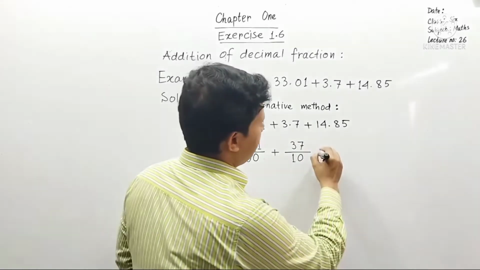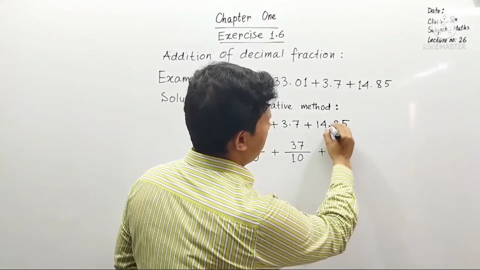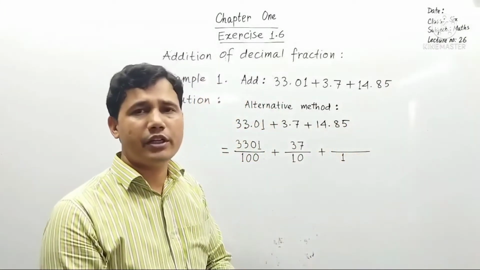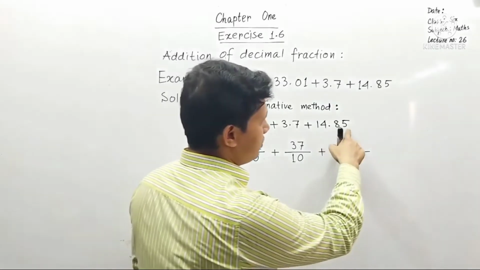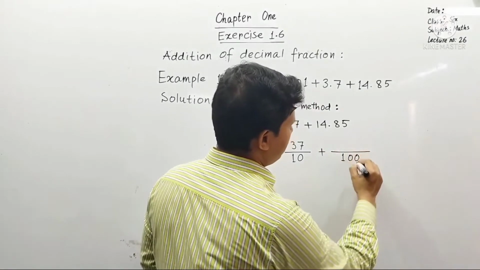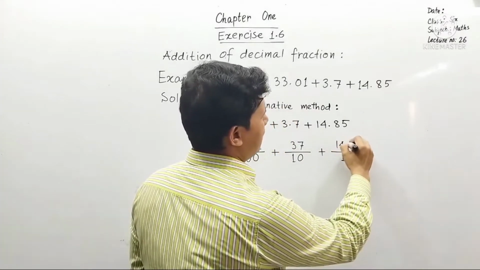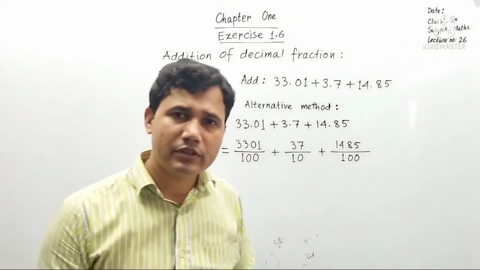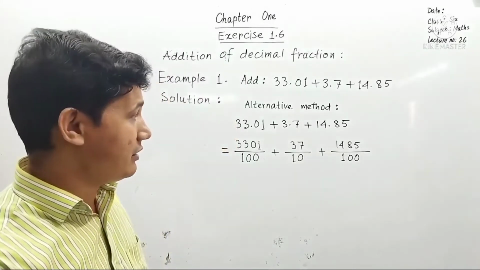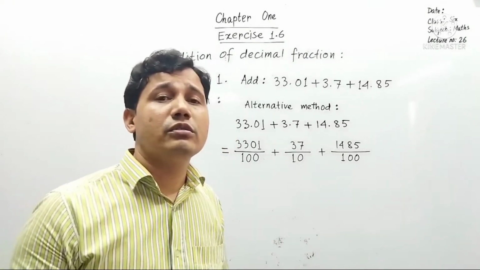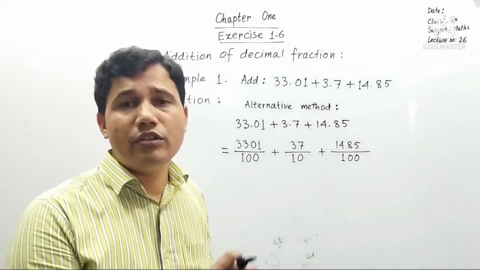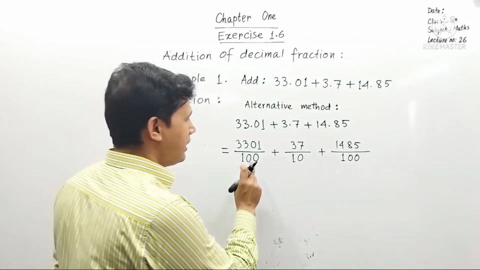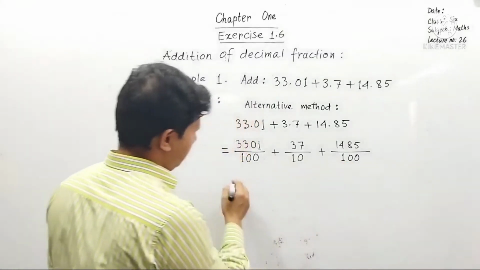Okay? Similarly, we can omit this decimal point also. For this decimal point 1, and for these 2 digits you will give 2 zeros. Then you will get 1485. Okay? Then after converting into common fractions, you will find the LCM of the denominators. Here the denominators are 100, 10, 100.